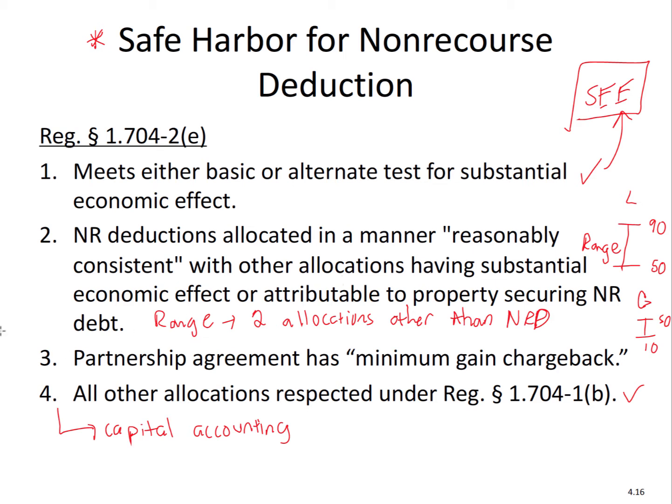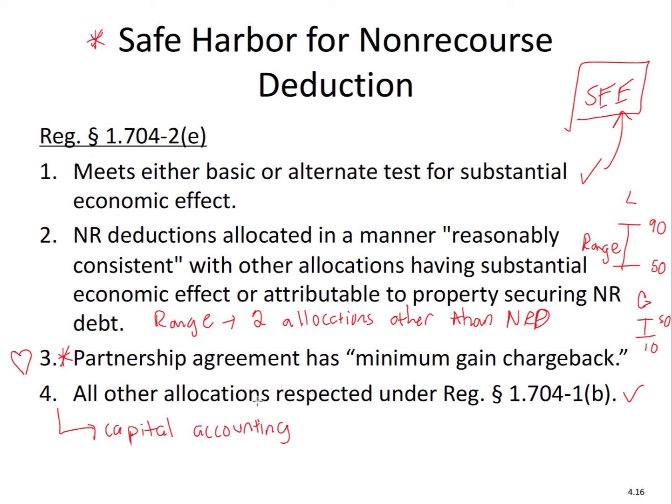And finally, number 3: the partnership agreement must have a minimum gain chargeback, and that is the heart of the non-recourse deduction safe harbor. There must be a minimum gain chargeback provision in there. Now, minimum gain chargeback is different from qualified income offset, and I'll explain in a little bit, but I want to harp on that this is very important. This is extremely important, having this minimum gain chargeback.